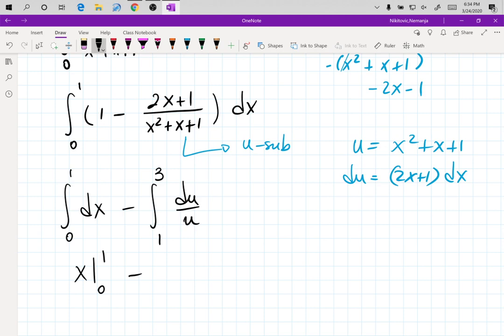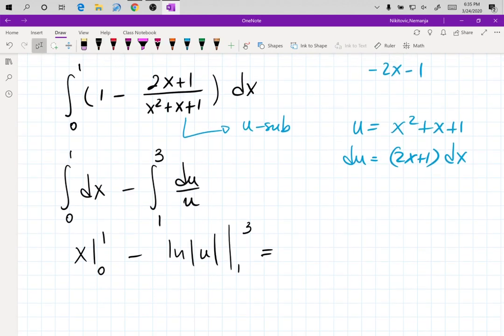And what's the integral of du over u? Someone will type that in chat. There is a delay, so I always have to wait for you to respond. What's the integral of du over u? Yes, ln absolute value of u from 1 to 3. Great.